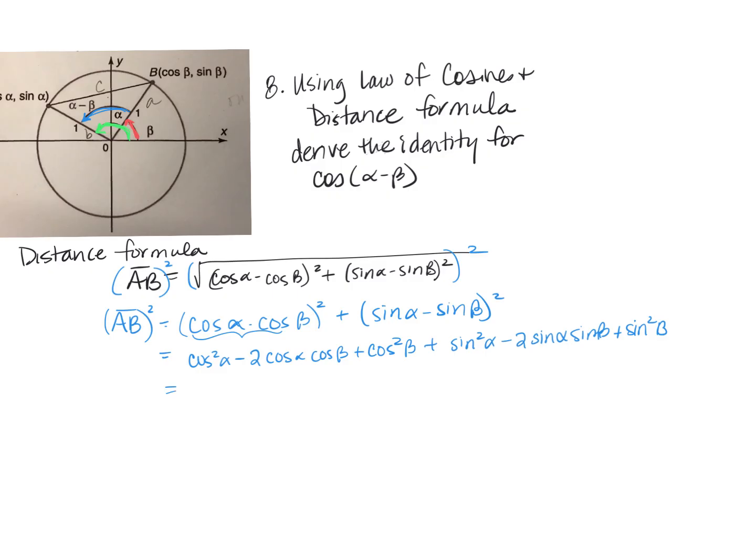Now we're going to clean it up. So remember, the cosine squared plus sine squared equals 1. Look, here's cosine squared of alpha. Here's sine squared of alpha. So that's going to give me a 1 right there. It's going to take care of those two. And then I have cosine squared of beta and sine squared of beta. Combine those, there's another 1. And then I can bring what's left over down.